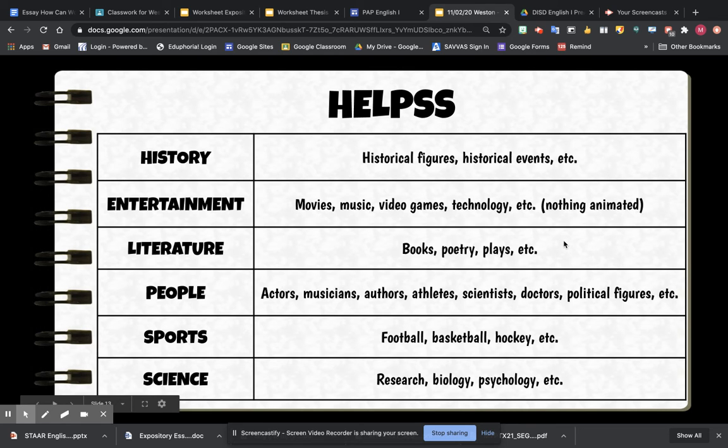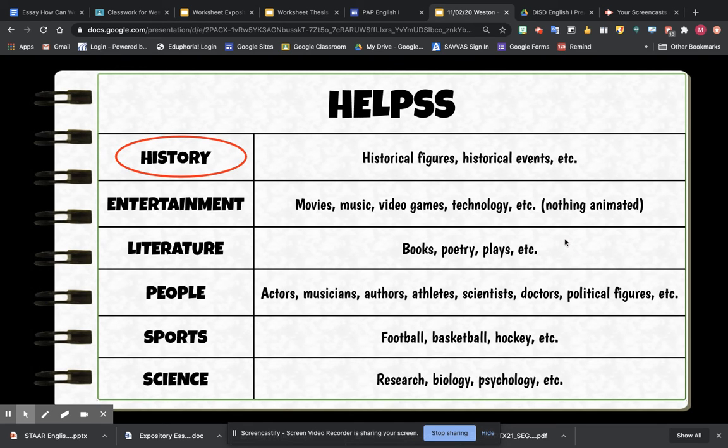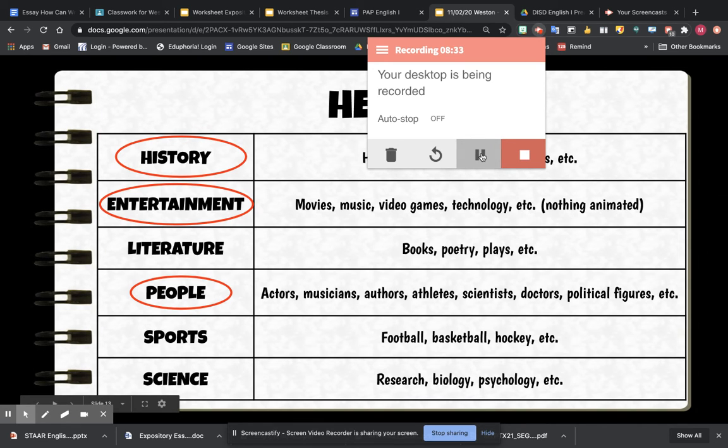HELPS is a way to remember where you can find examples to support your answer. So we're going to be focusing on historical figures or historical events. We're going to focus maybe on entertainment. We might pull some movies or video games or technology or music. And then we're going to focus on actors, musicians, authors, athletes, scientists. So think about those things that could help support your answer. I'm going to pause for a second to make you think. Okay, I'm just going to change that a little bit.